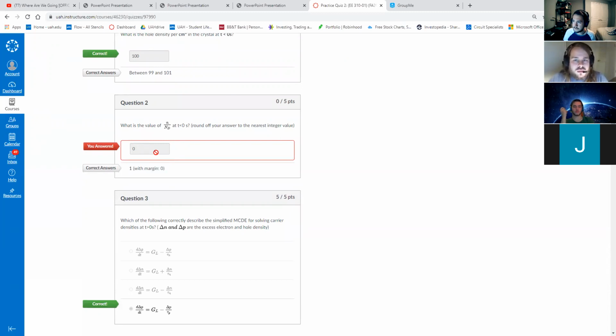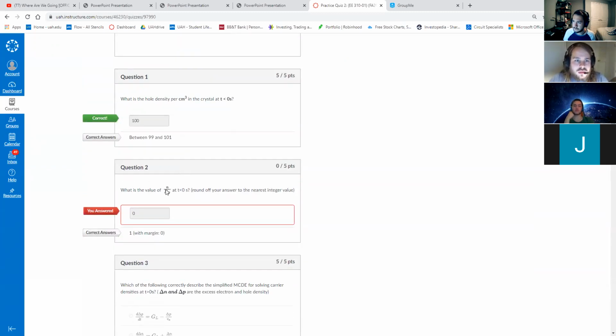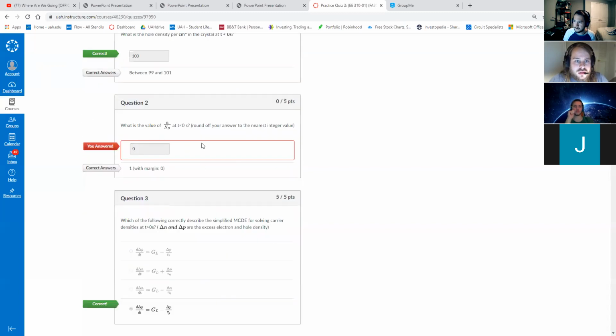I got this wrong and said 0 because I approximated to 0 because I treated this like NI, so I thought it was 10 to the 10th divided by 10 to the 18th, and I said that's small enough to be 0, so I put 0. So that's not right. Don't do that.